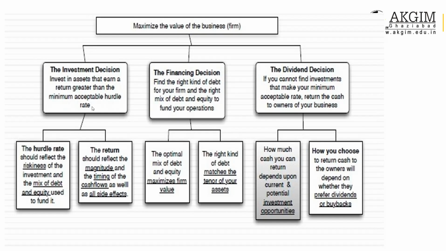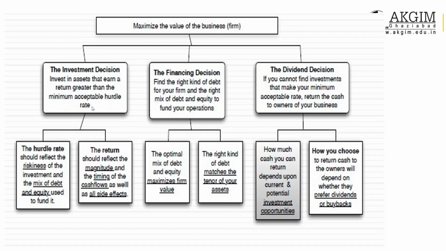The third type of decision taken by the managers is the dividend decision. If you cannot find investment that makes your minimum acceptable rate of return, return the cash to the owners of your business. So if you are not earning profits in your business, then obviously you have to return the amount, the profit, to the investors so that they can use it wisely.